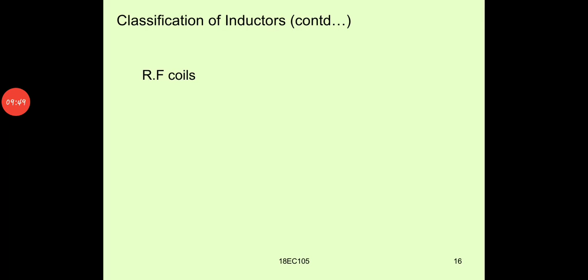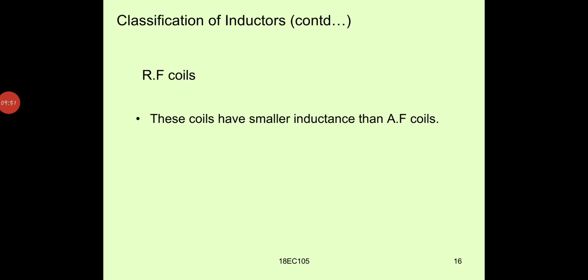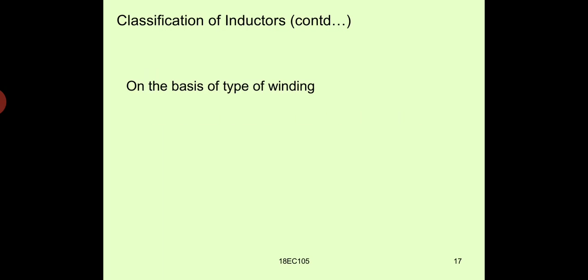Now let us see the RF coils. These coils have smaller inductance than AF coils. And again, on the basis of the winding, you have two more classifications, that is single layer coils and multi-layer coils.